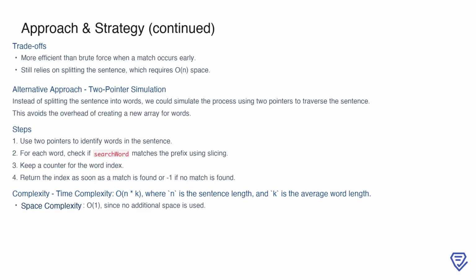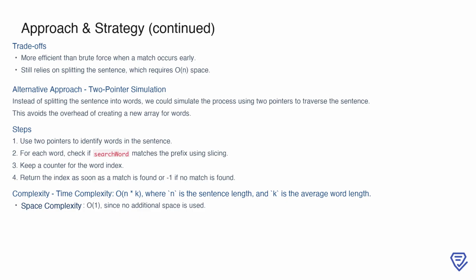This method avoids splitting the sentence into words and instead processes the sentence directly using pointers. 2 pointers help identify words as we traverse the sentence, checking if the search word matches the prefix of the current word. A counter keeps track of the word index, and we return the index as soon as a match is found. If no match exists, we return -1.